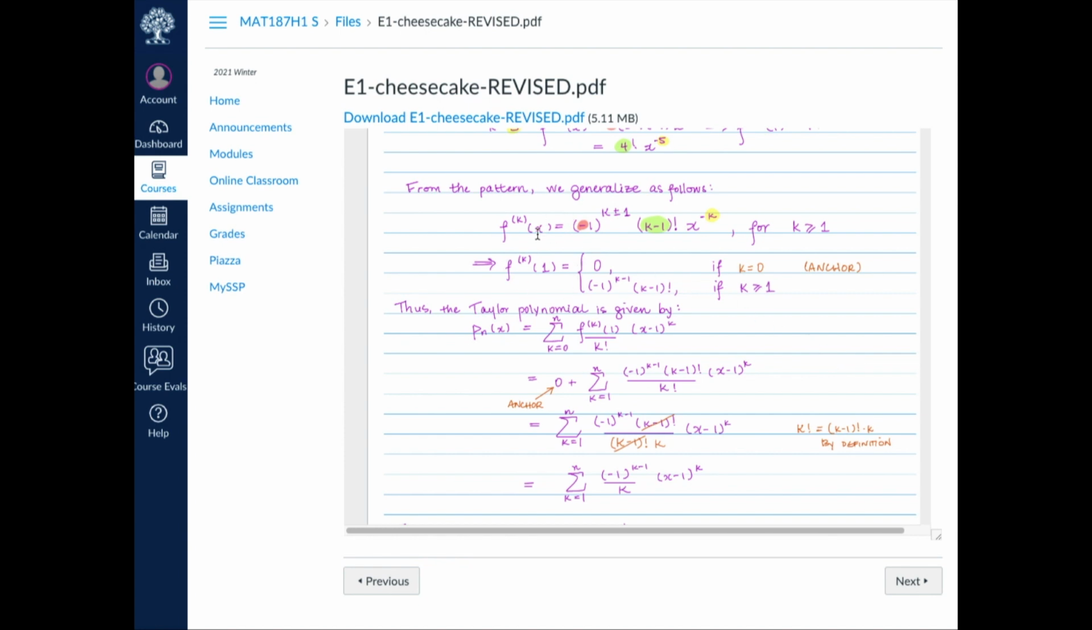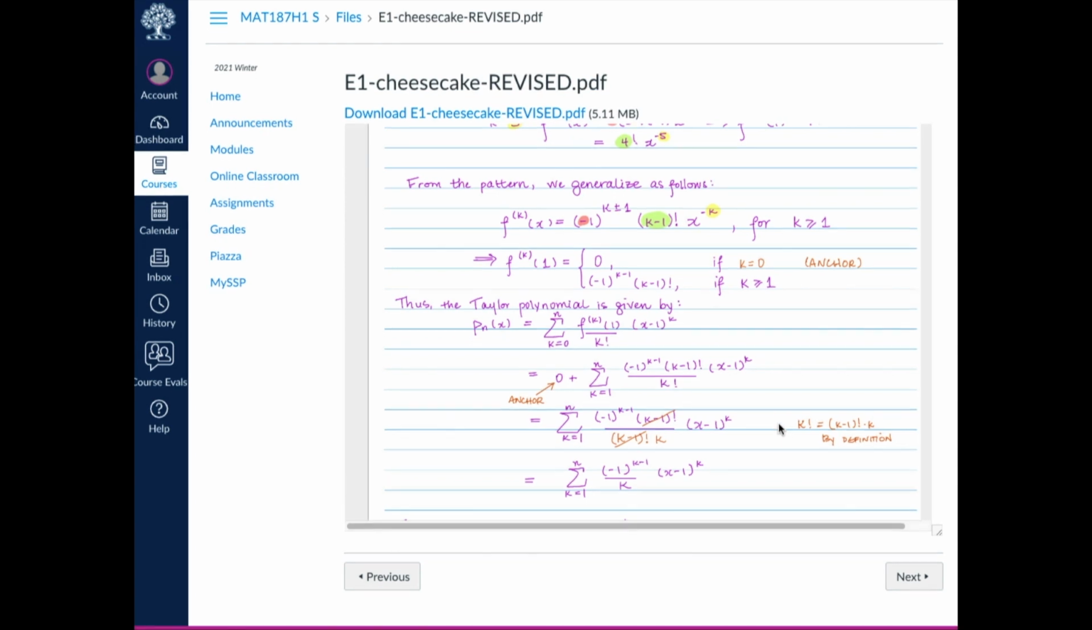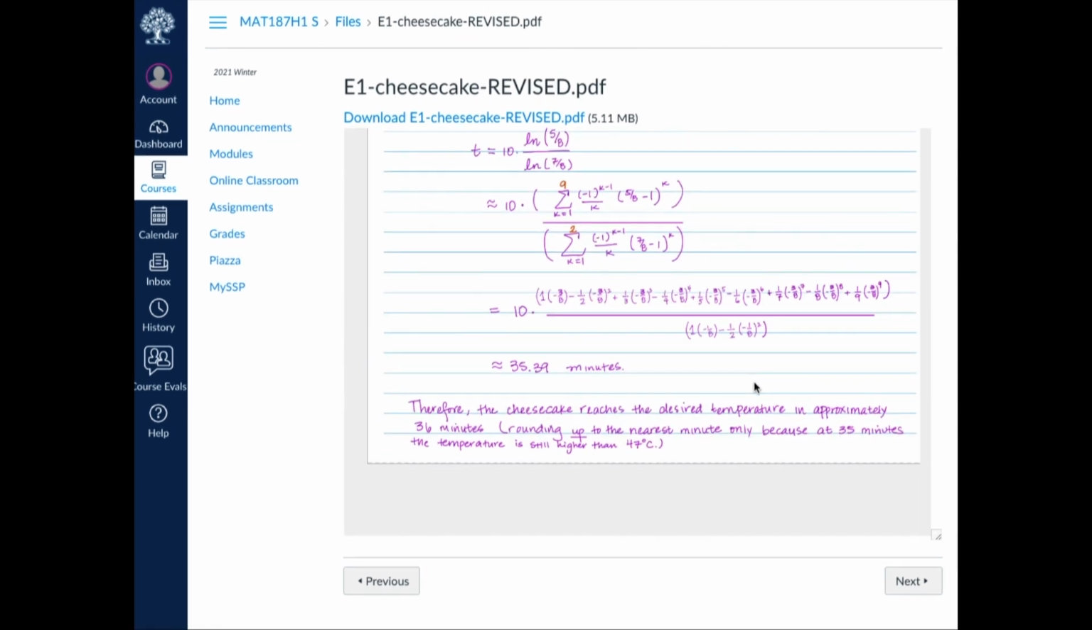This is where I actually looked at the kth derivative at 1 and broke it up into a piecewise type of function, because our anchor actually doesn't fit the pattern. And that's something that you might see from time to time. I just showed you this form with the hope that it would be helpful in breaking things down and seeing why, in this particular case, I didn't end up with a lower limit of 0 on my sigma.